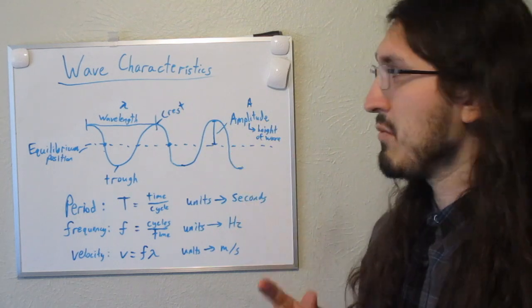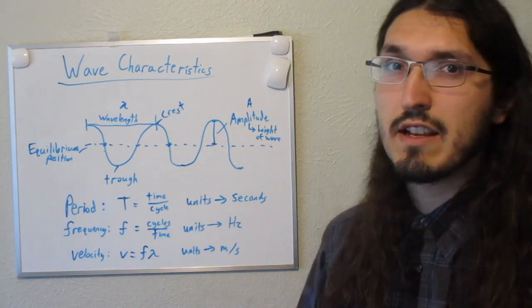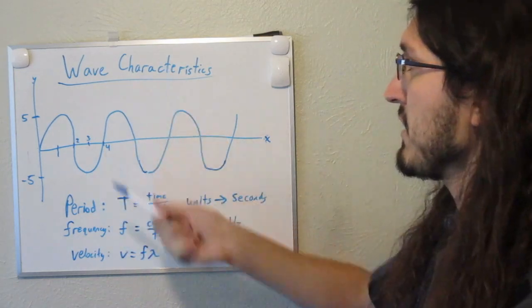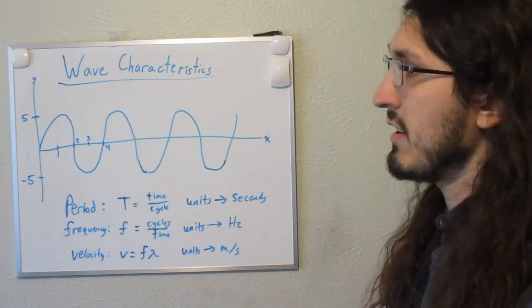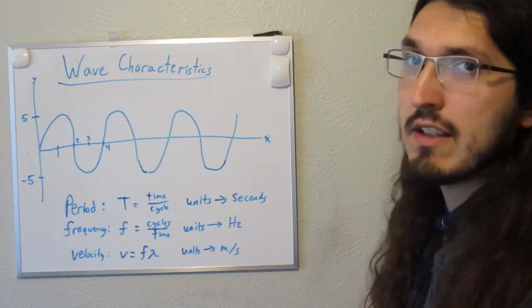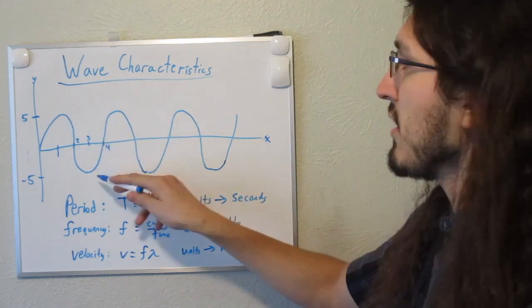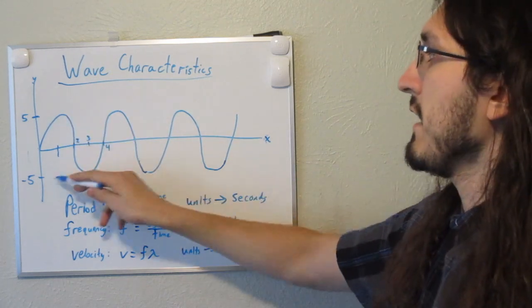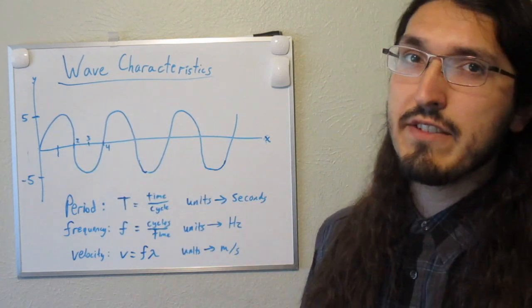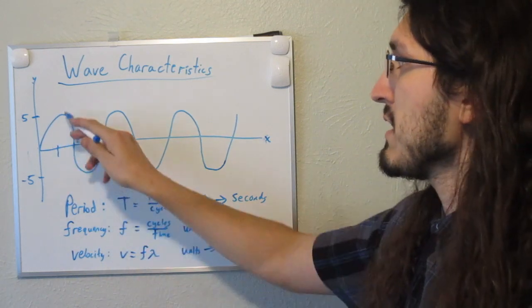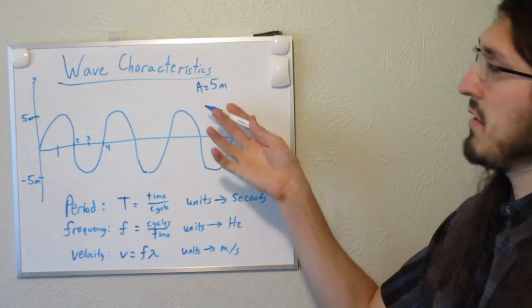I'll show you one quick example of how to find some of these characteristics on a graph of a wave. Okay, so here I've drawn a wave on a graph. I have some numbers that I can try to use to measure the amplitude and the wavelength. So I can see that the tops and the bottoms, the crests and the troughs, are both reaching 5 and -5. So that tells me that the height of the wave is just 5. It's just the distance from the equilibrium position to either the crest or to the trough. So I know my amplitude is 5 meters.